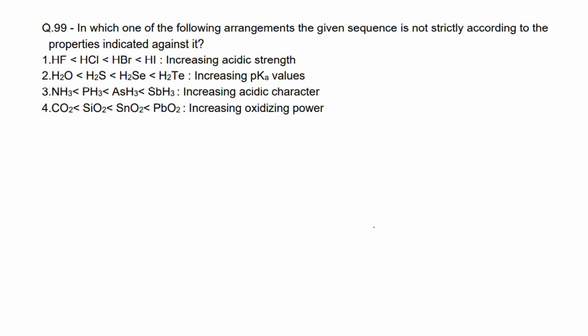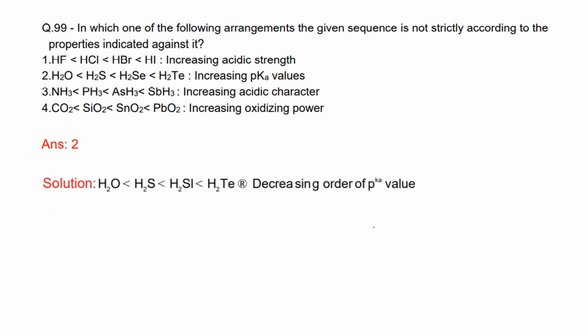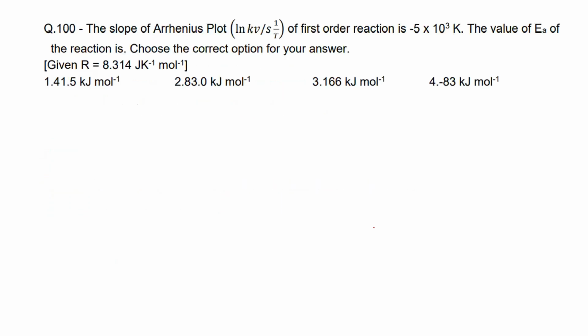And next, ammonia, phosphine, AsH3 and SbH3 increasing s character is correct only. And CO2, SiO2, SnO2, PbO2 increasing oxidizing power is also correct. So option 2 is the wrong sequence they mentioned. If they mention Ka value, it will be the right one. pKa they mentioned, so it is wrong. So option 2 will be the correct answer for question number 99. Right? So next question we'll see now. Question number 100, and this is the last question.